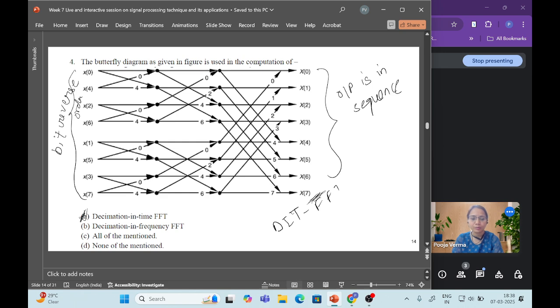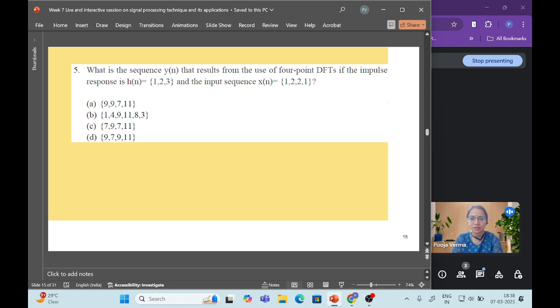Now moving to the next question. Now next question is, what is the sequence y of n that results from the use of 4-point DFTs if the impulse response h of n is given 1, 2, 3 and input x of n is given 1, 2, 3? So what will be the y of n they are asking. So it is a simple DFT problem. So from here you can calculate it.